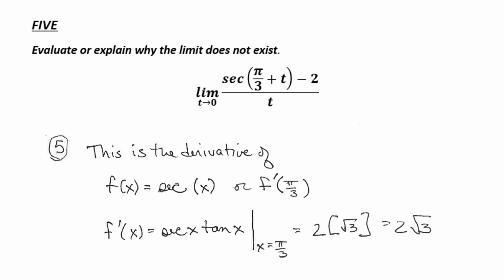Number 5, you're evaluating this limit. The observation is that this limit is the derivative of the secant, evaluated at pi over 3. So the derivative of the secant is secant x tangent x, evaluated at pi over 3, is 2 times the square root of 3.